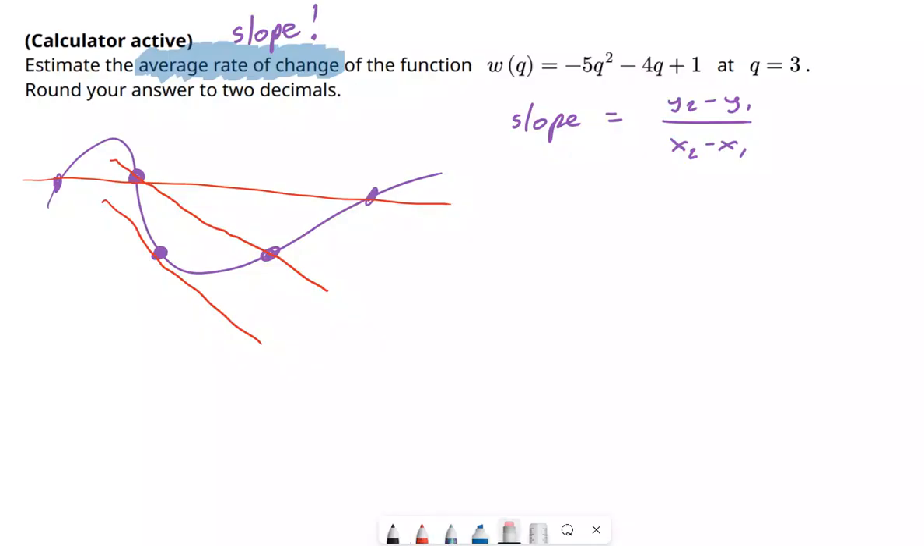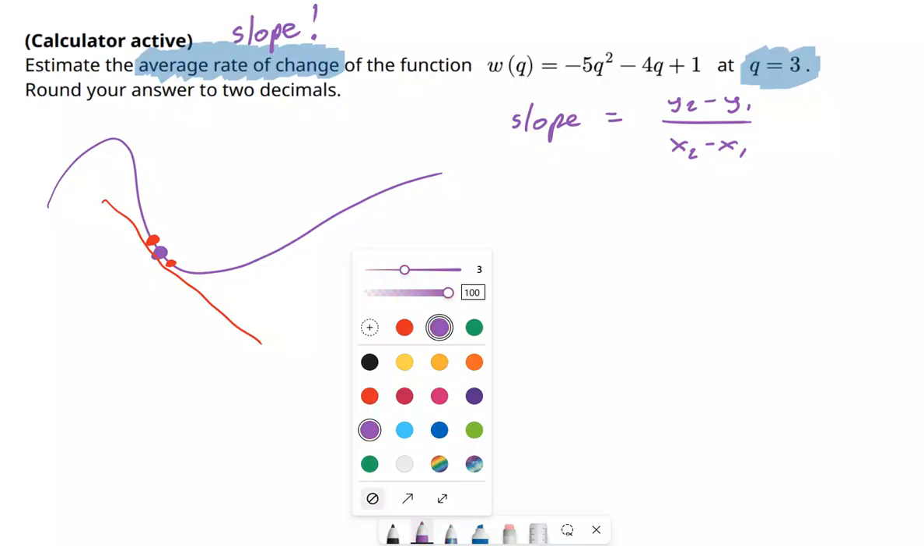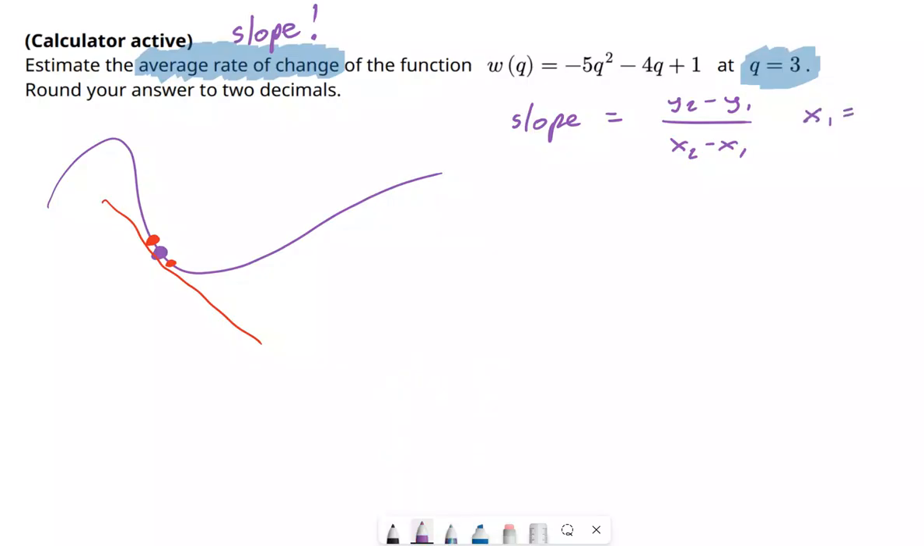So the idea is we want to get as close as possible to that point of interest as we can. So we're going to pick 2 points that are very close to it, like right here and right here. And when we do that, our estimation of the slope is going to be very, very accurate. So let's pick 2 points that are very close to q equals 3. Let's see, how about x1 equals 2.9 and x2 equals 3.1? We're on either side of 3, very close to it.